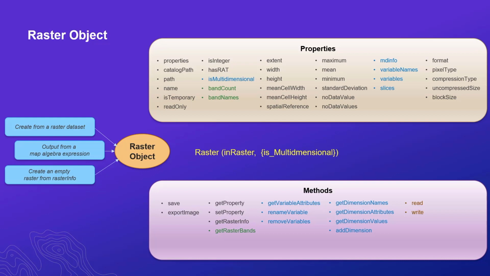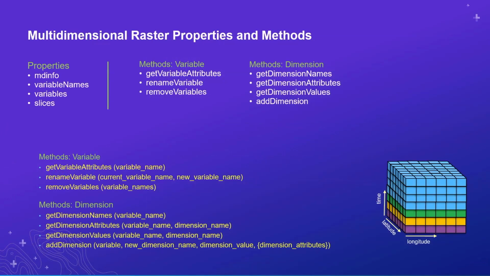It has a bunch of properties, and some of them are dedicated to multidimensional raster. It has lots of good methods, and again, some of them are primarily geared towards multidimensional raster. Now take a close look at them. The property multidimensional info tells you everything you need to know about the multidimensional raster. It also has other properties like variable names, variables, and slices.